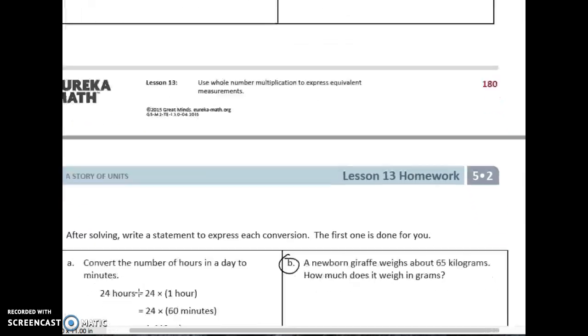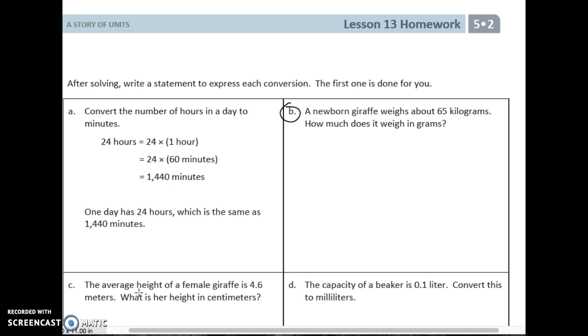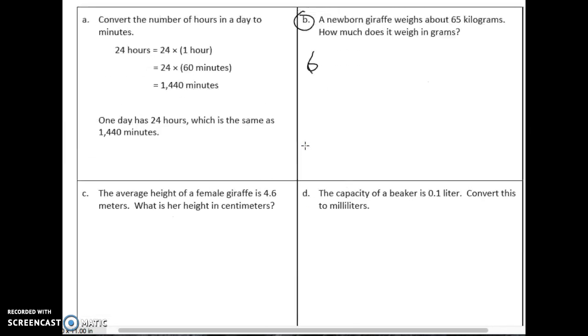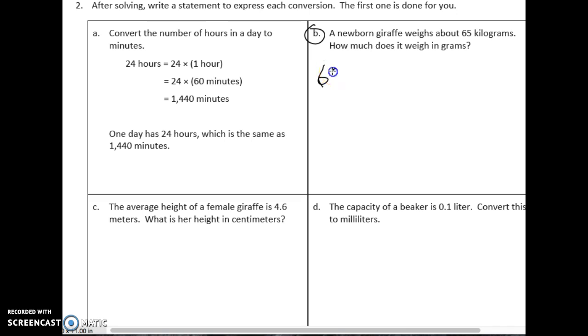Let's take a look at the very last one. A newborn giraffe weighs about 65 kilograms. How much does it weigh, therefore, in grams? So if we're going to say 65 kilograms is equal to how many grams? So we're going to have 65 sets times how many grams per kilogram? 1,000.